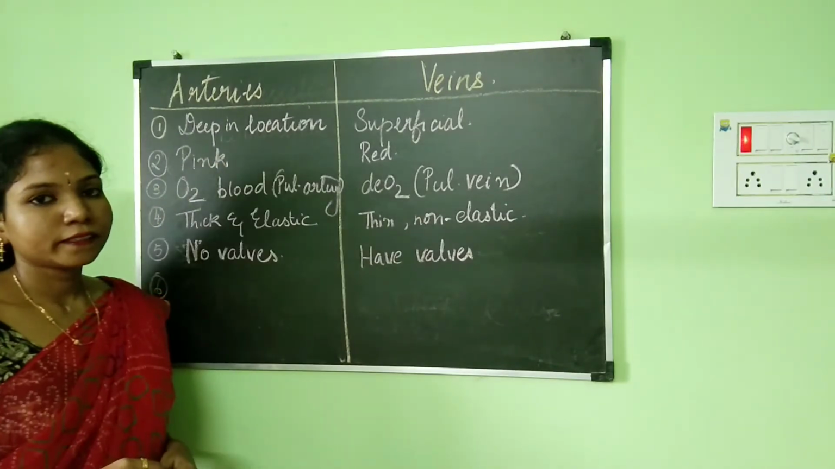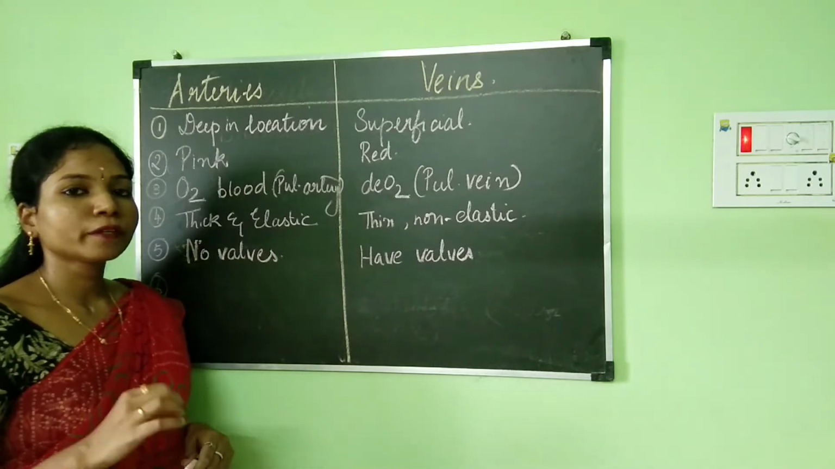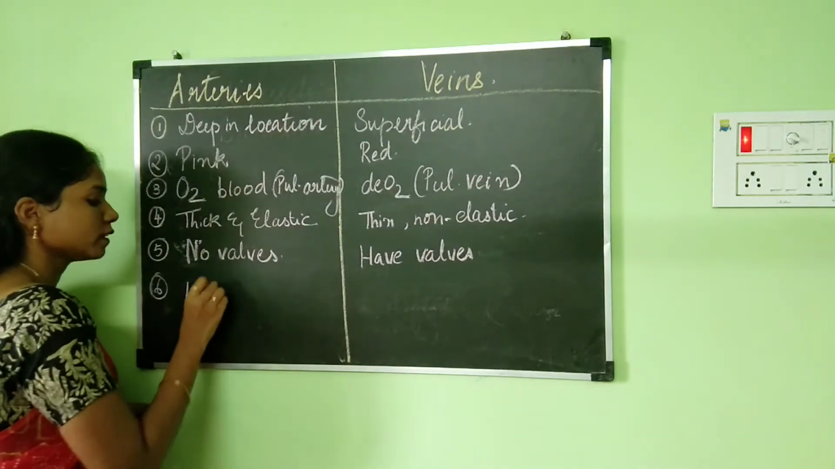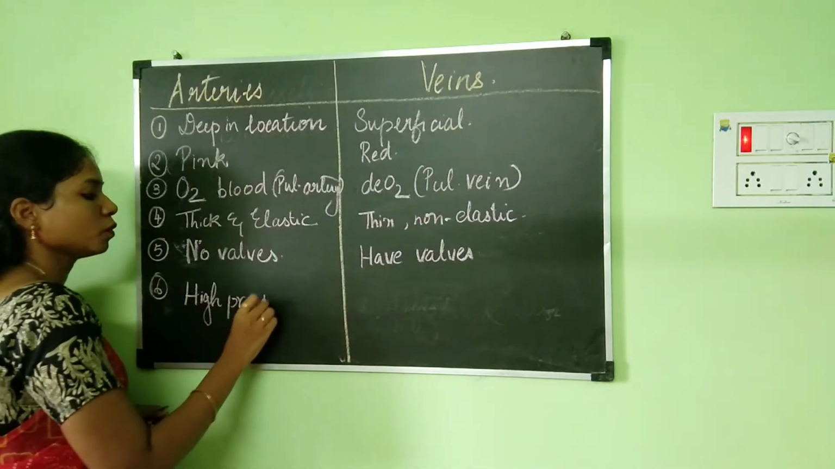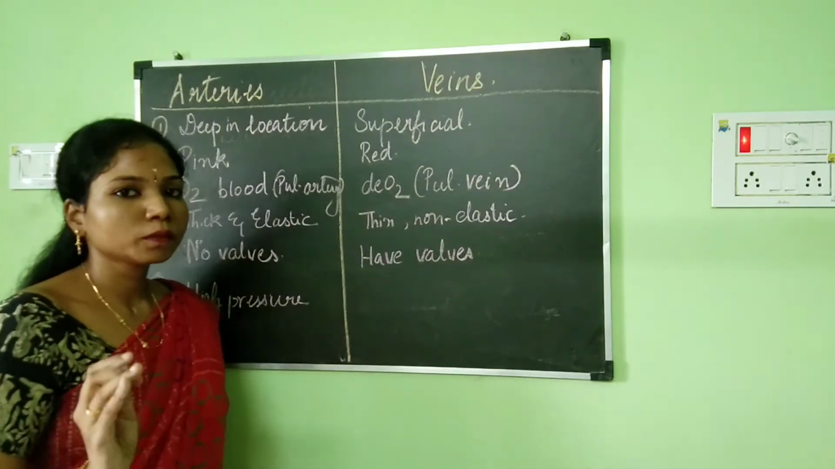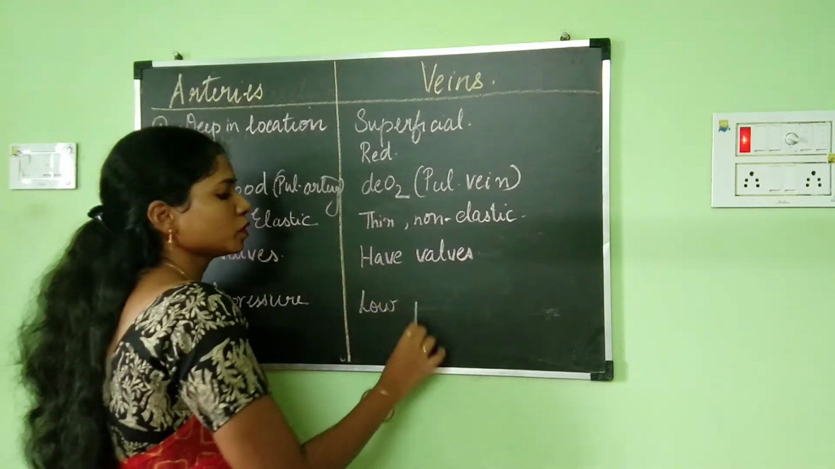The sixth difference is that the blood flowing inside the arteries is always going to be flowing with a high pressure. And here in the veins, the blood is not going to be flowing with high pressure. So the blood is going to be flowing only with a low pressure.